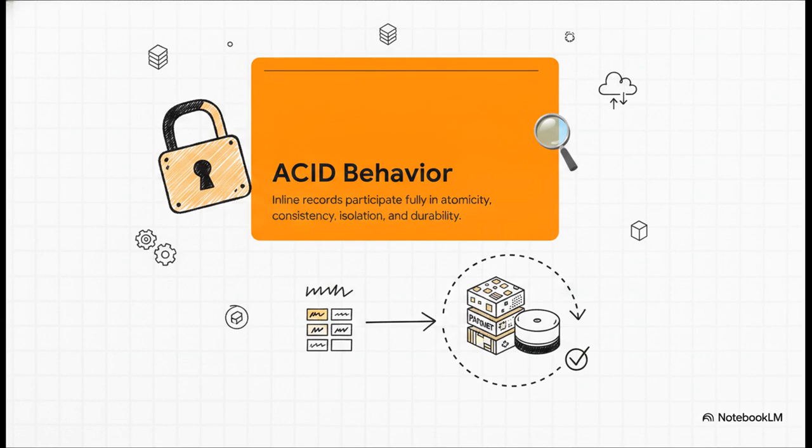Now, you might be wondering, wait, are we just trusting our critical business data to temporary application memory? Absolutely not. These inline records fully participate in standard ACID behavior. Once a transaction is committed, it is fully durable and queryable. It doesn't matter if that data is currently sitting in the inline relational structure or if it's already been flushed out to a Parquet file. You essentially get the performance of streaming ingestion without sacrificing an ounce of data integrity.